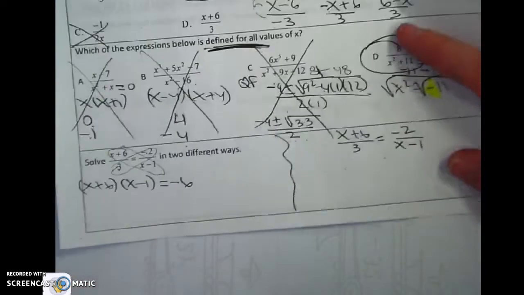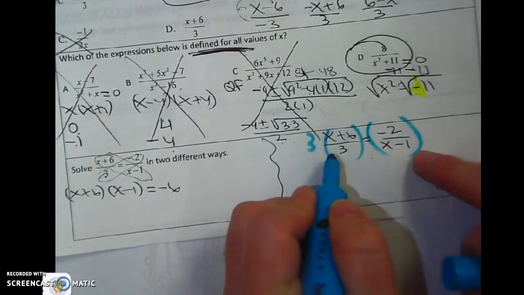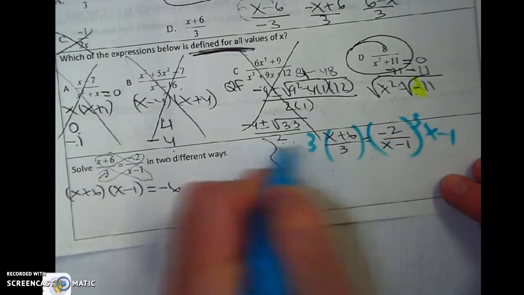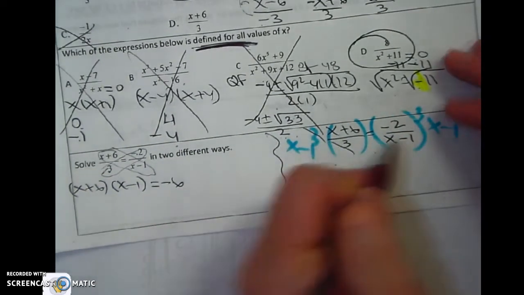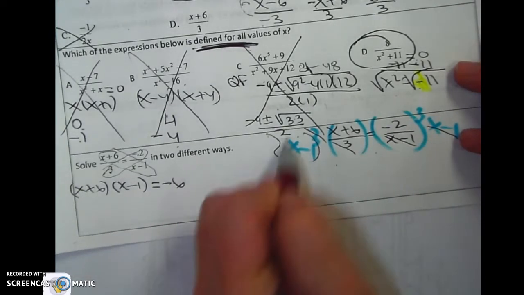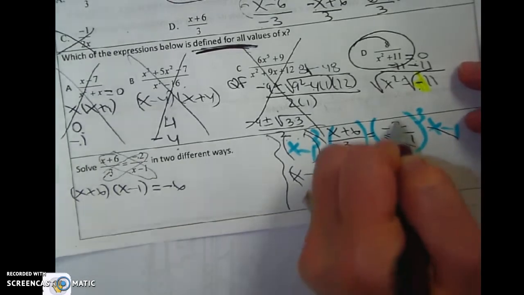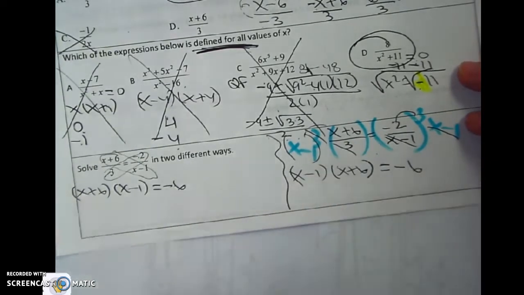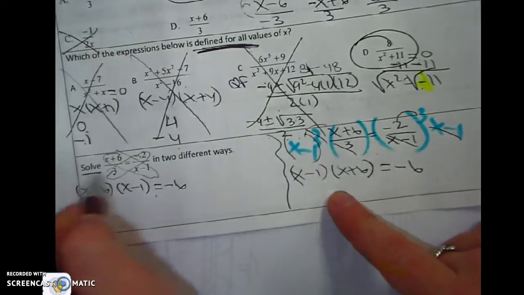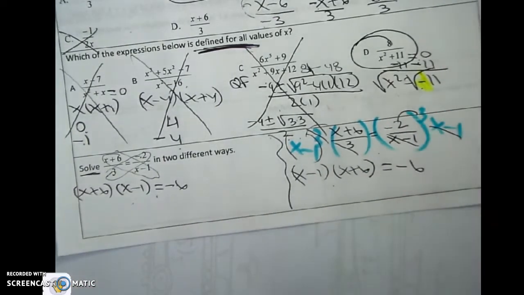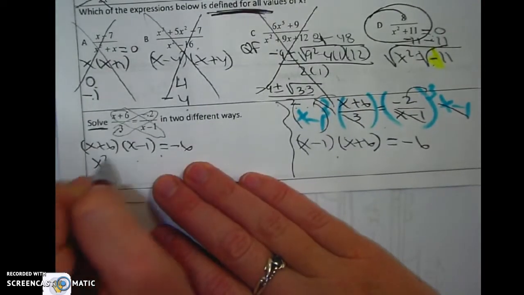But hold on. Another way is, whatever this guy is, give it to this guy. Whatever this guy is, give it to this guy. And then start crossing stuff off. Notice my work. Then distribute. X minus 1, x plus 6. Negative 2 times 3 is negative 6. Do you notice how you get the same thing? But it says solve. So you need to pick one of them to solve. I don't care which one you decide to solve. Okay? I'll solve this one because it feels right.